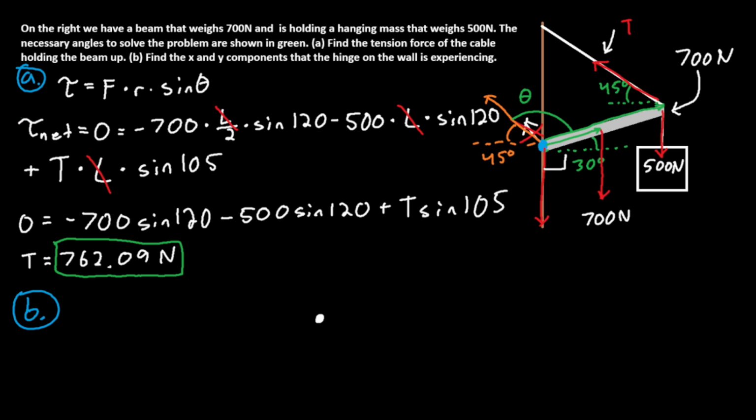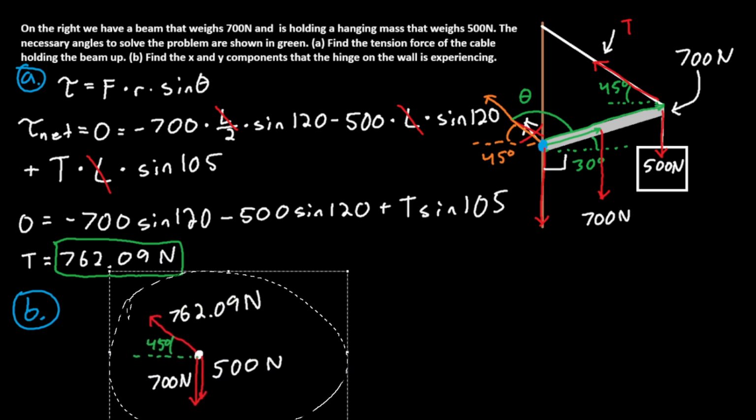If we treat the beam just like a point, we'll have the weight of the beam, and we'll also have the weight of the hanging mass. This is 500 newtons, and this is 700 newtons. This is the weight of the beam and the weight of the hanging mass. And we also have the tension force, that is 45 degrees from the horizontal. And we already determined that this tension force is equal to 762.09 newtons.